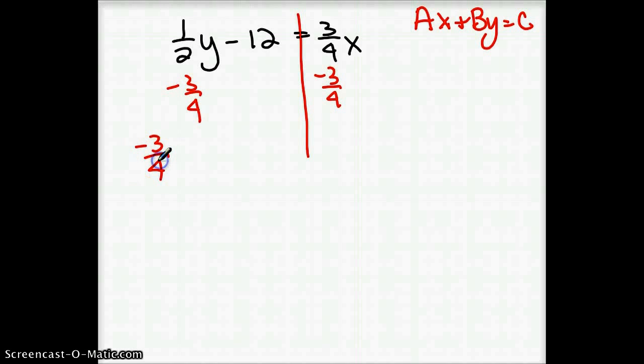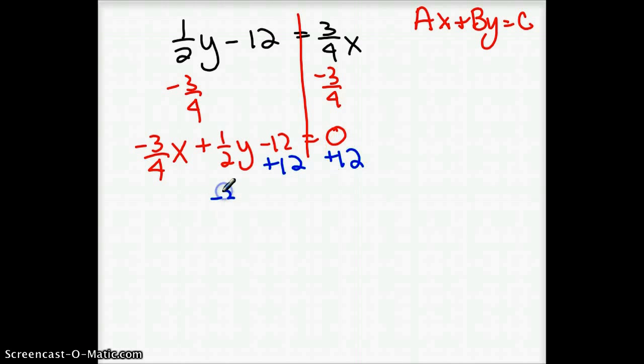And that's the form, negative 3/4 x, that's a positive 1/2 y, minus 12 equals, now I have nothing over here, so 0. Okay. Well, now I want my number on the right, so I'm going to add 12 to both sides. And then I get negative 3/4 x plus 1/2 y equals 12. It's good because it's ax plus by equals c now, but I can't have any fractions. So again, I like the technique I used last time, multiplying by a common denominator.